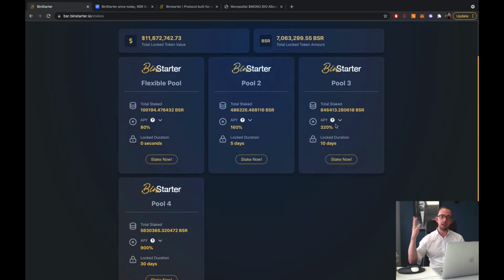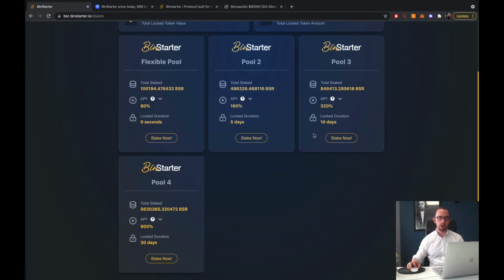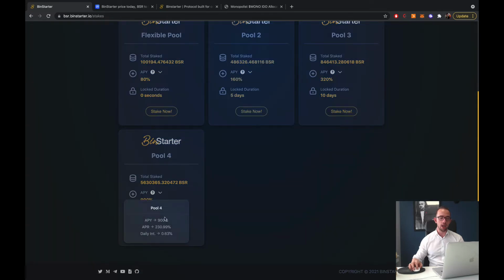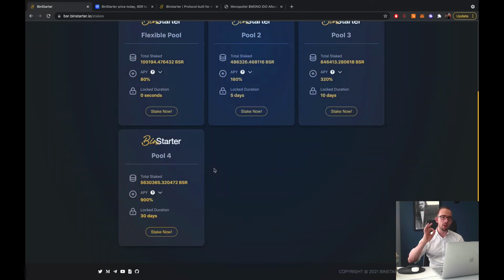generous. I think at a later stage, when the token value goes up, the projects gain more interest. They're going to bring these APY down significantly, of course. And then pool 4 with the heaviest weight, you lock your tokens for 30 days, get an APY of 900%, 231%-ish APR, and a daily interest of about 0.63%, which I think is amazing. However, you need to allocate a minimum amount.